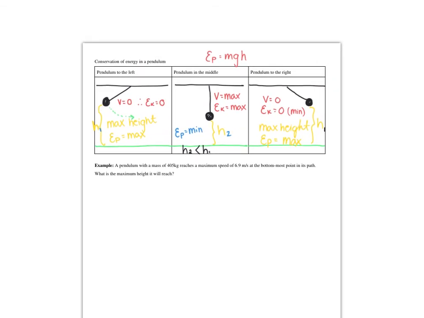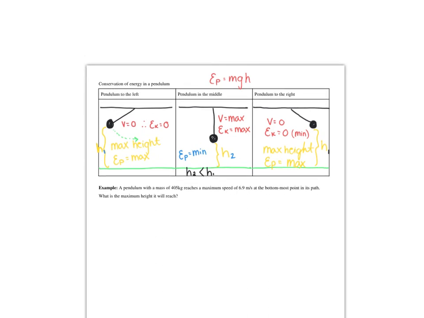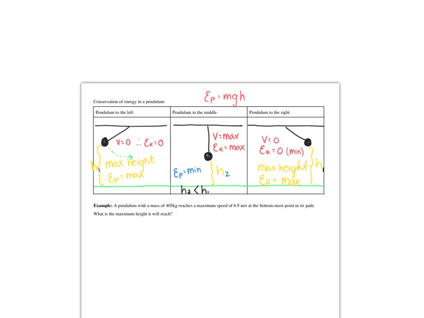Our last question here: a pendulum with a mass of 405 kilograms reaches a maximum speed of 6.9 meters per second at the bottommost point in its path. What maximum height will it reach? So in this case, at the bottommost point in its path, it has the maximum amount of kinetic energy. That kinetic energy will be converted into potential at its maximum height. So we can once again say that EK will transform into EP. Therefore, EK is equal to EP in this case.